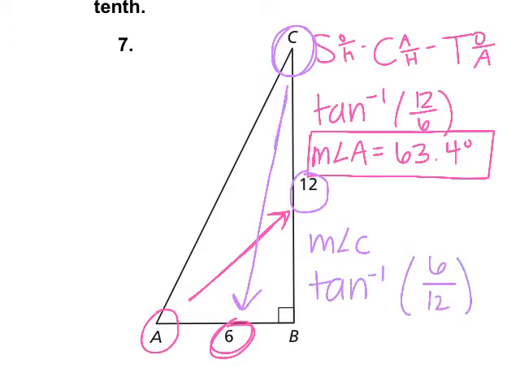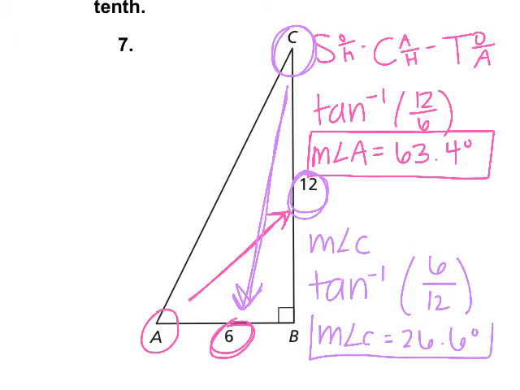Okay, so it's going to be 6 over 12 this time. When you type that into your calculator, you get that the measure of angle C is equal to 26.6 degrees. And that checks out because when I add all my angles up, I still get to 180.